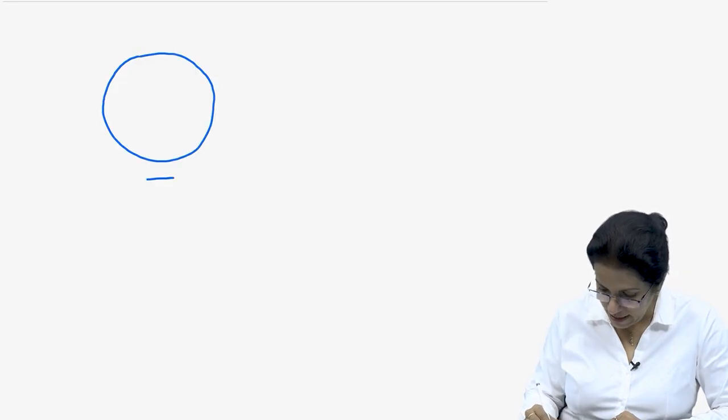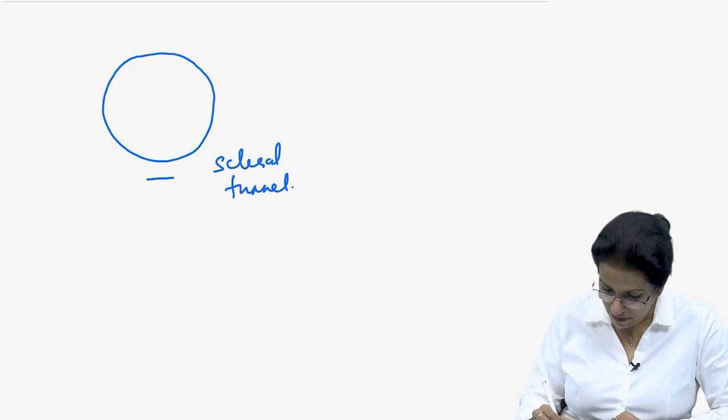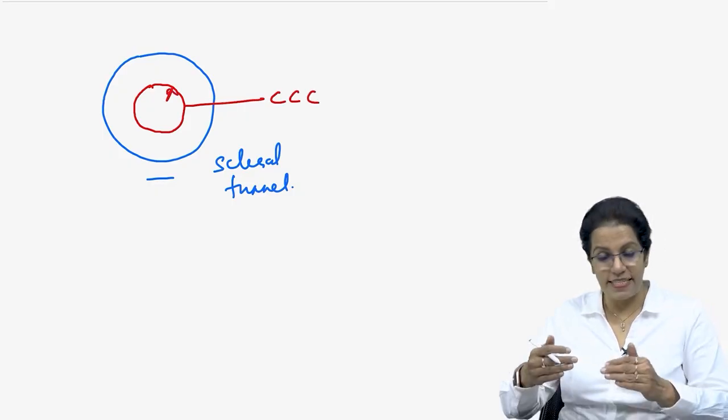The next step after tunnel formation, of course, once you have made this scleral tunnel, is that I will do an anterior capsulotomy and ideally I would want to go for CCC. After doing the CCC, the rest of the steps are the same. I do a hydrodissection, then I take out the nucleus.